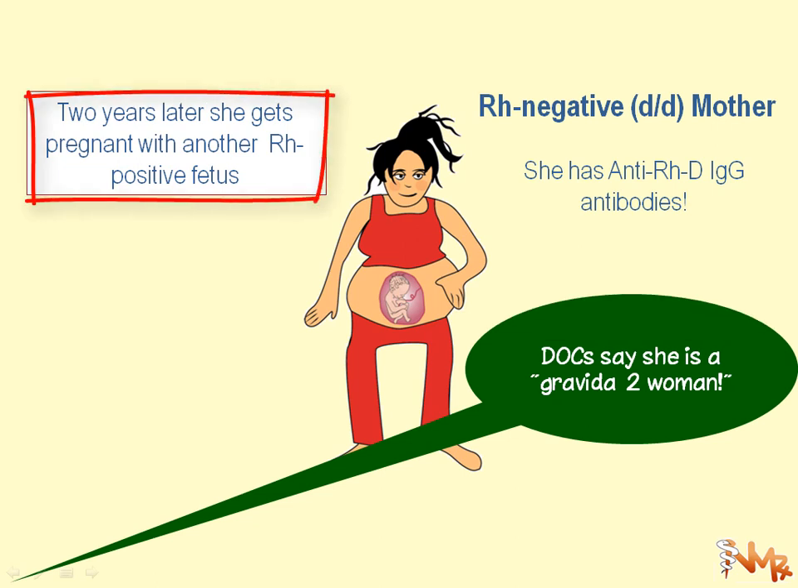she gets pregnant again with another Rh positive baby. Now, we can call her pregnancy at this point Gravido 2 because this is her second pregnancy. Still, we cannot tell if it's going to get to term or not. At this point of time, you can call her Gravido 2 para 1 woman.